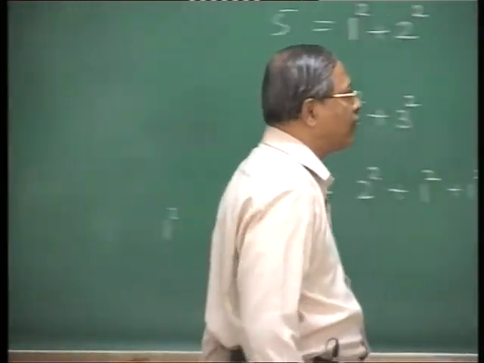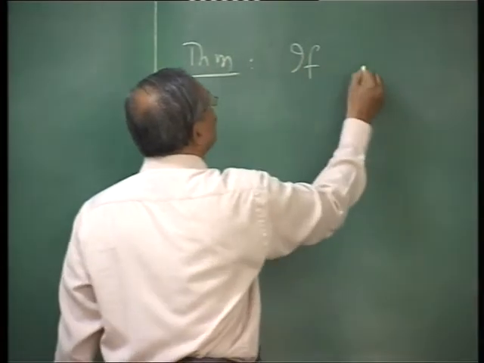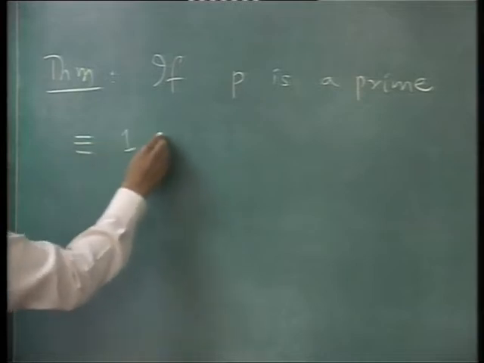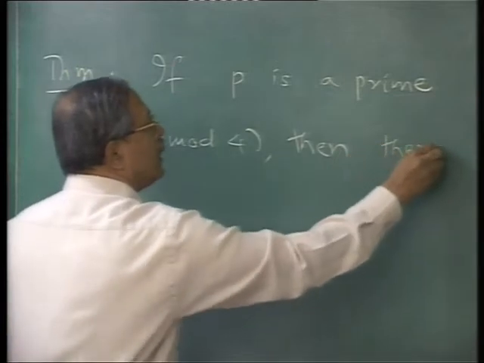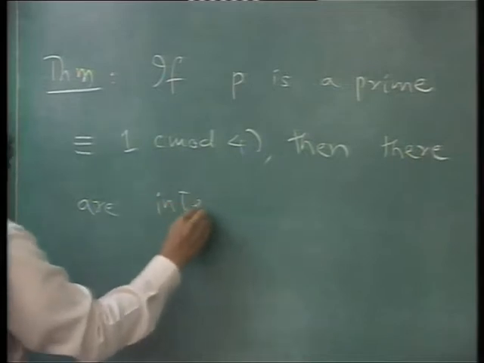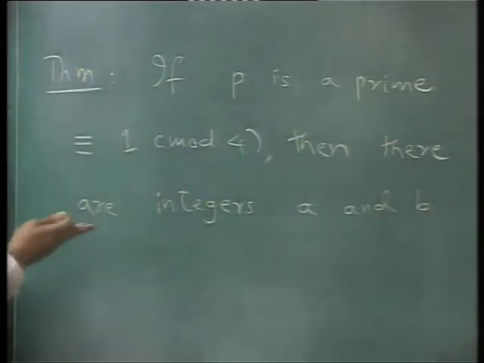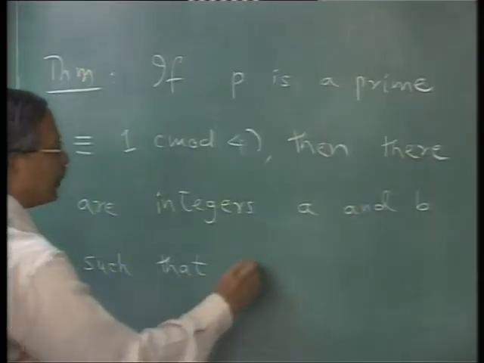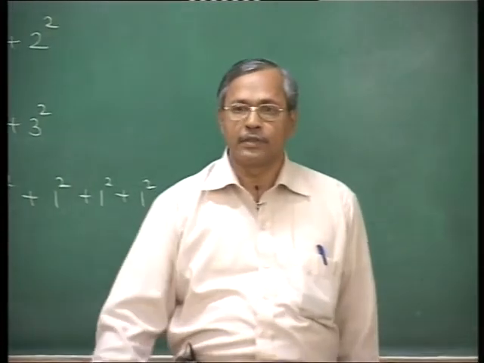So the first result that we shall see is that if p is a prime congruent to 1 mod 4, then there are integers, we can say positive integers a and b, which we can take positive, such that p equals a square plus b square.